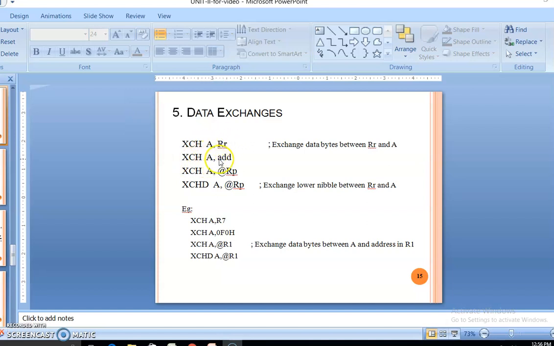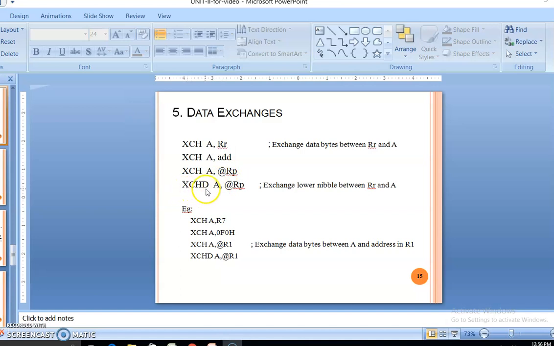So here you can use an address also. This is the register addressing mode of that instruction, and the next instruction is direct addressing mode. Here the small add means you are going to give an address. That address will have some data, and that memory location's data is going to be exchanged with the accumulator data. The third one is indirect addressing mode. Here you can utilize indirect addressing mode also to exchange the data between two operands.